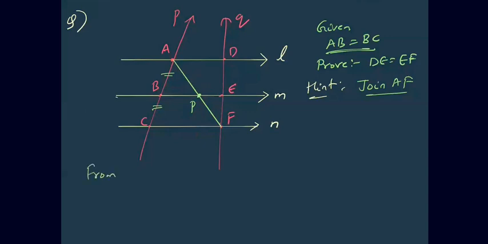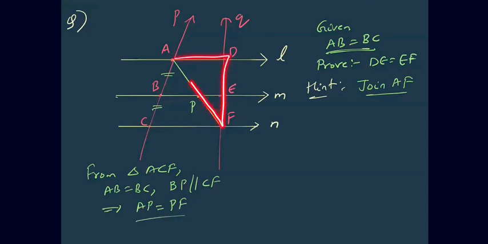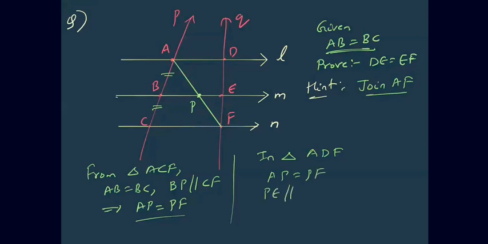So from triangle ACF, I can say that AB equals BC and BP is parallel to CF. This implies that AP must be equal to PF. Now let us consider the triangle ADF. In this triangle ADF, we have already proved that P is the midpoint of AF, that is AP equals PF, and we know that PE is parallel to AD. So if P is the midpoint of AF and PE is parallel to AD, then E must be the midpoint of DF by the converse of midpoint theorem. So in triangle ADF, AP equals PF and PE is parallel to AD. By these two things, I can say that DE must be equal to EF. And so I have proved it.